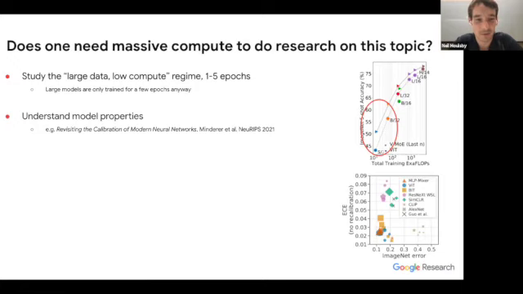Number two, and I would have loved to have talked about this work with more time, is understanding model properties, and we've done some work on calibration and uncertainty estimates using these models.